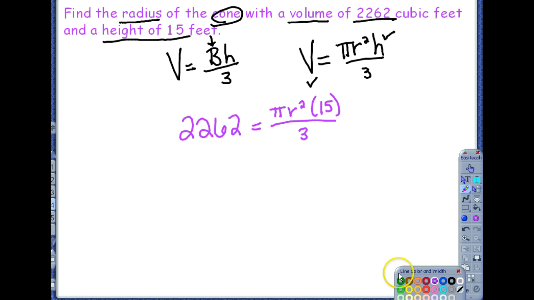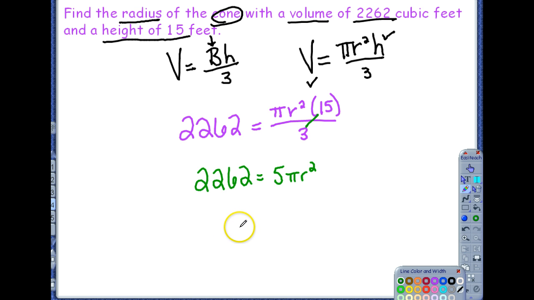All right, so what are you thinking? Well, I'm thinking you could do two different things. Let me do what my initial thought was, is I see divided by 3, I can divide 15 by 3. Yes. So I'm going to go ahead and simplify that. So that's 2,262 equals 5 pi r squared.